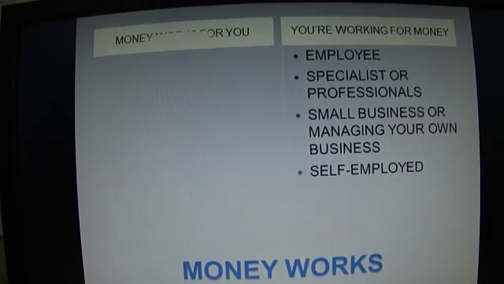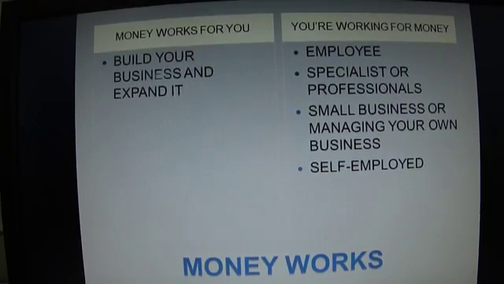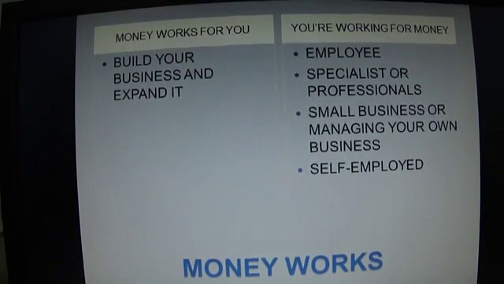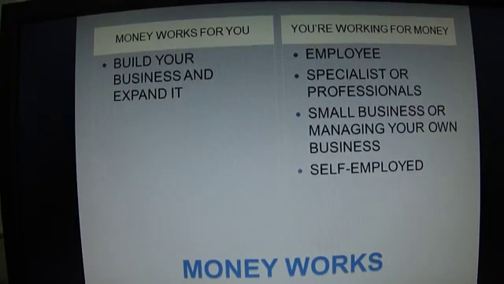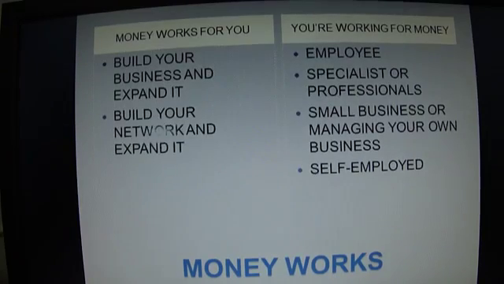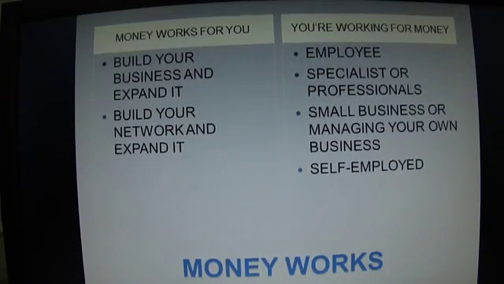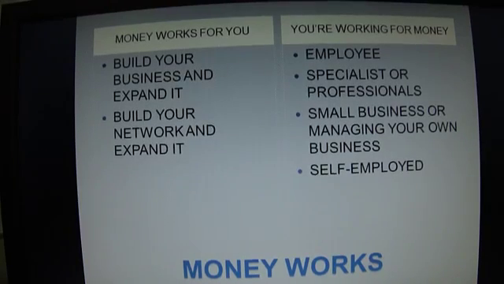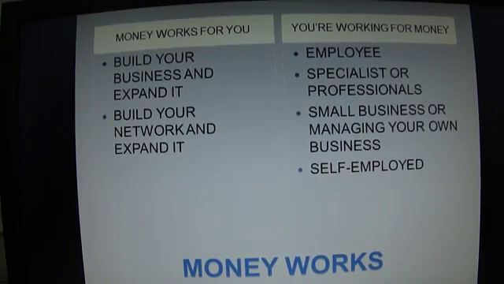Money only works for you if you build your business and expand it. The profit of your mini businesses will flow into your account without you personally attending to that particular business. In legitimate multi-level marketing or network marketing, if you build your network of distributors or dealers and expand it, you will have money working for you through the commissions you earn.